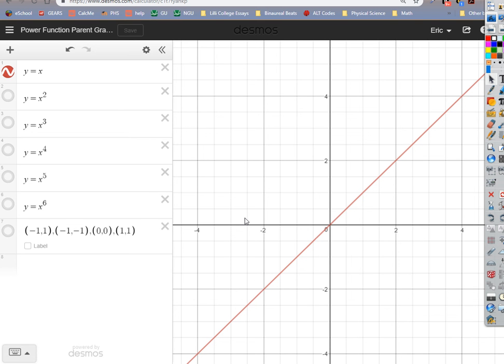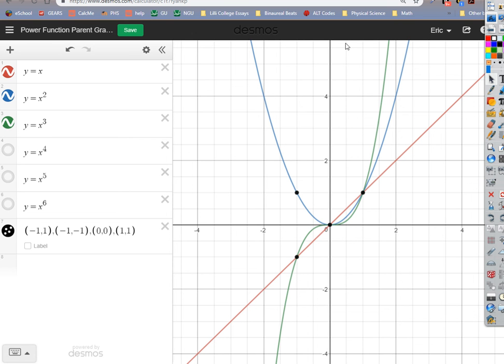So if I graph the function y equals x, that's pretty boring, straightforward, right? Just a line, slope of 1 through the origin. If I graph the function y equals x squared, we get a parabola, right? Everybody knew that. Vertex is at the origin, okay? It goes through the points negative 1, 1 and positive 1, 1. If I graph y equals x cubed, I get a cubic graph, right? There's the green graph, okay?